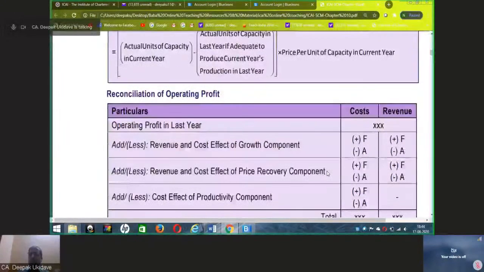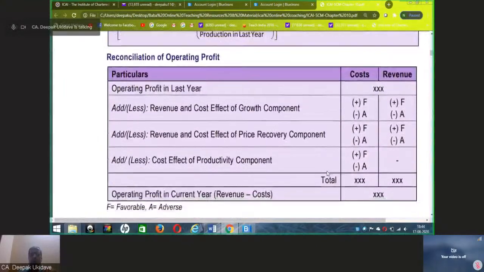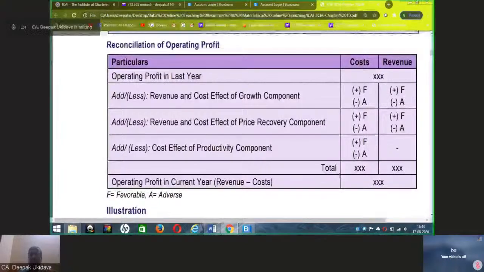Reconciliation of operating profit. It is in front of you. Reconciliation statement of operating profit. You have operating profit of last year, that is given in general, and you have cost and revenue, because you are dividing these effects into cost effect and revenue effect as far as growth and price recovery are concerned. For productivity, there is nothing like revenue effect. So accordingly, the table has been designed.